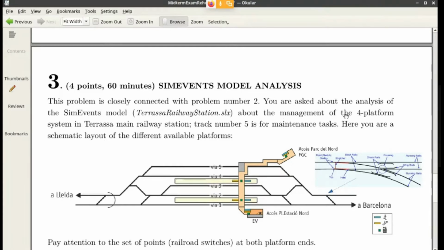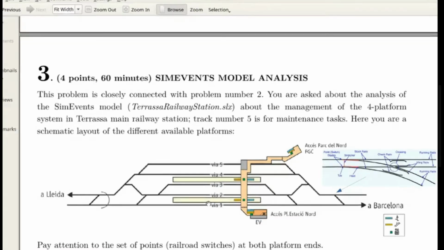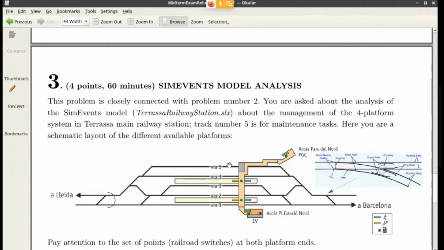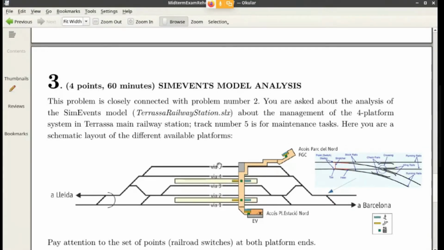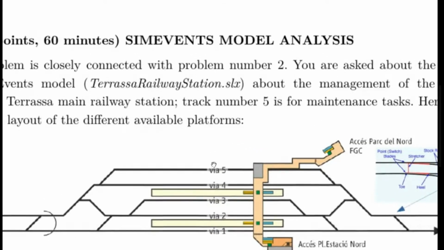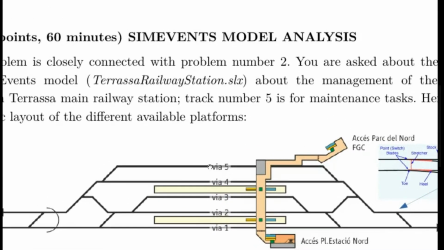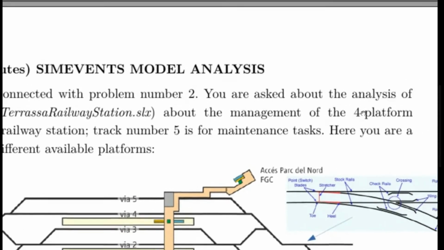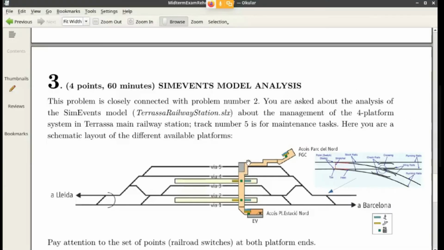about this problem is about the management of the 4-platform system here in the Terrassa main railway station. And track number 5 is for maintenance tasks. As you can see here, we have 5 platforms, 5 tracks, but track number 5 will not be considered in this problem, because it's only for maintenance, right? So only tracks from 1 to 4 will operate in this problem, right?